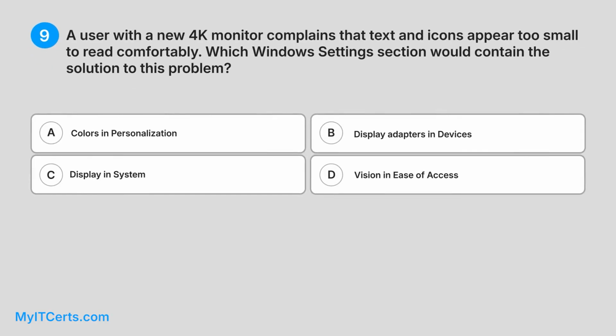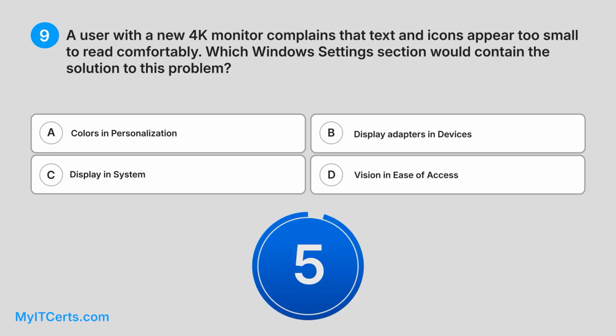9. A user with a new 4K monitor complains that text and icons appear too small to read comfortably. Which Windows settings section would contain the solution to this problem? A. Colors in Personalization. B. Display adapters in Devices. C. Display in System. D. Vision in Ease of Access. Do you know the answer?